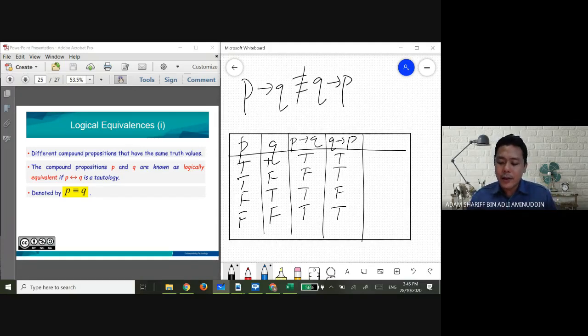Is it logically equivalent or not? The simplest explanation that can be said by most of the students is, this is TF, TT. This one is TTFT. Not the same. It's not similar, therefore it's not logically equivalent. You happen to be right if you think in that sense. But the formal definition says that you must check between these two compound propositions. I must check the biconditional between them first.